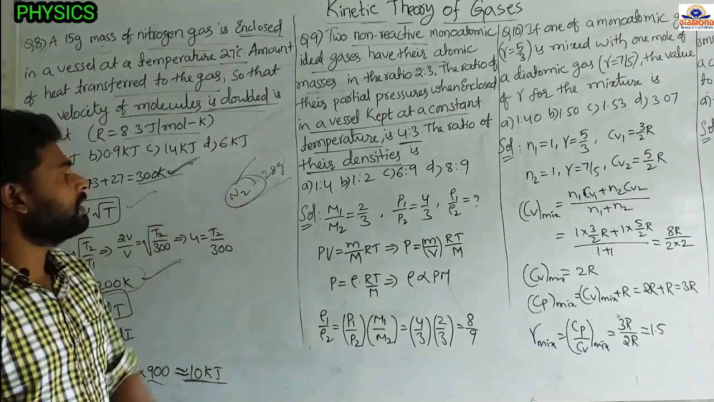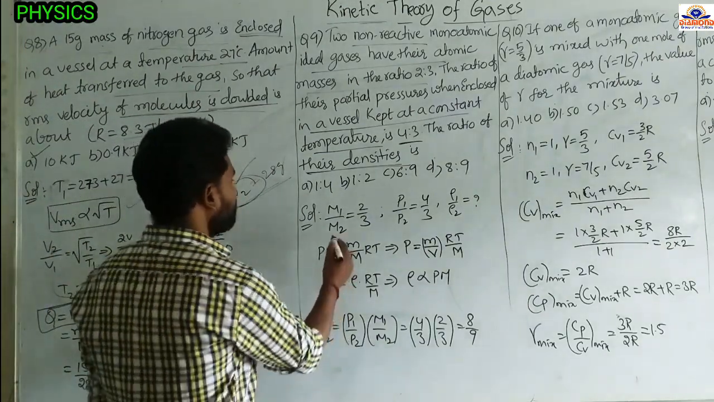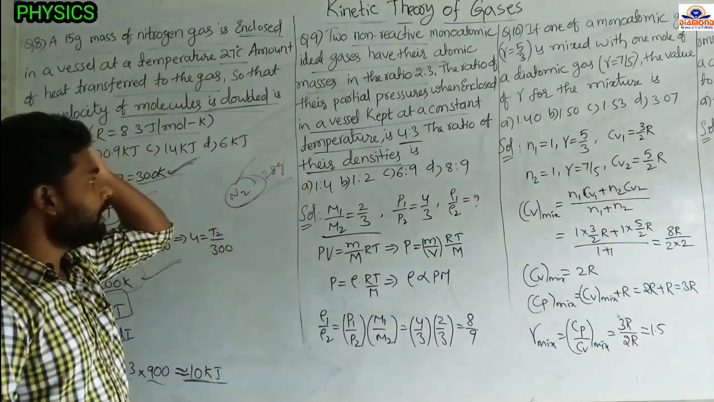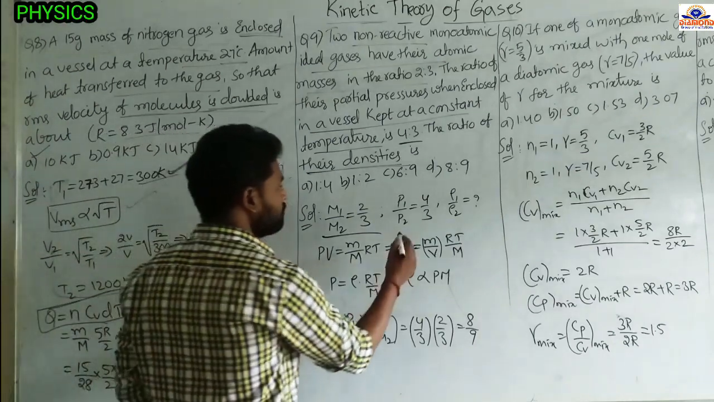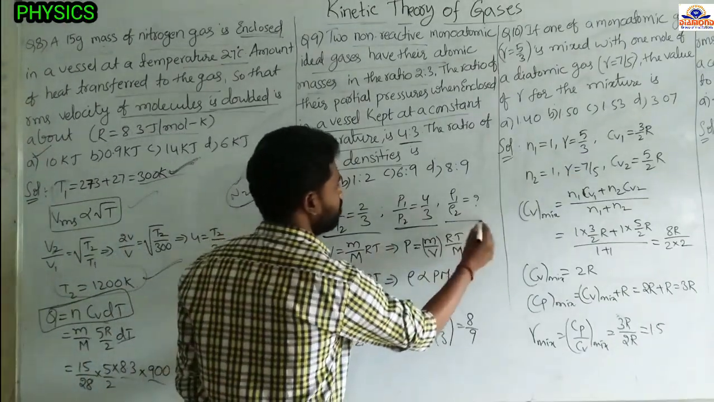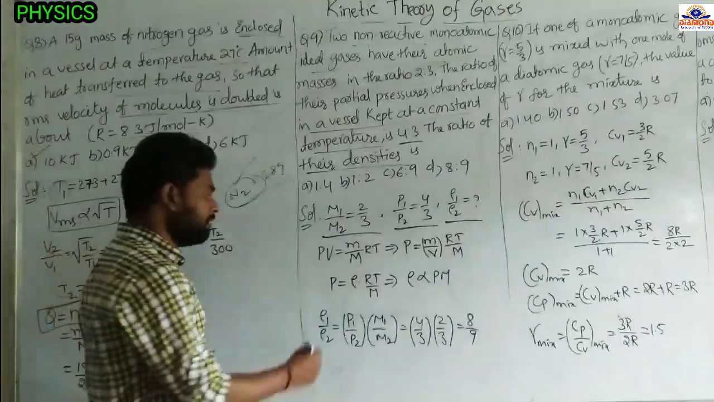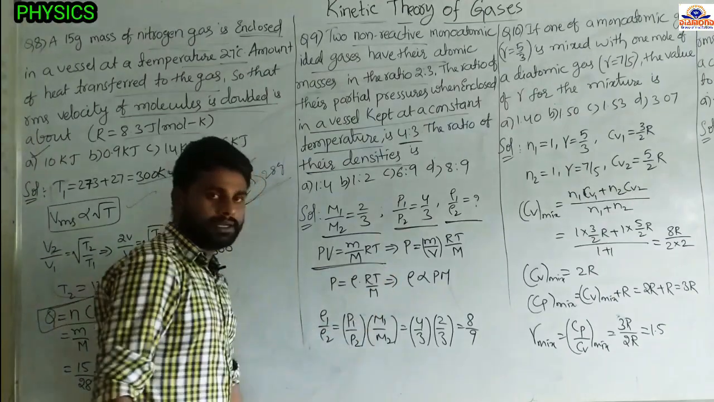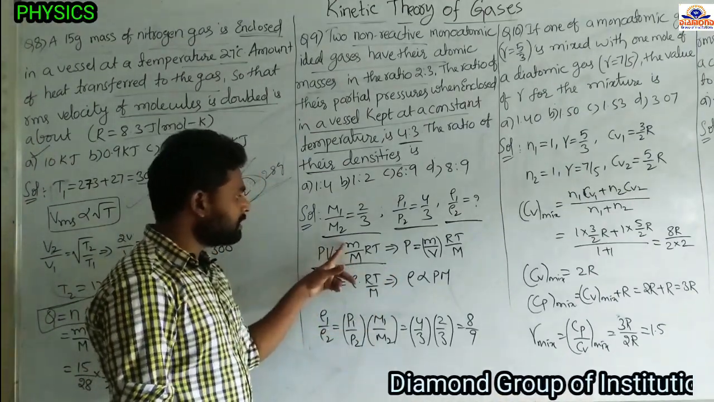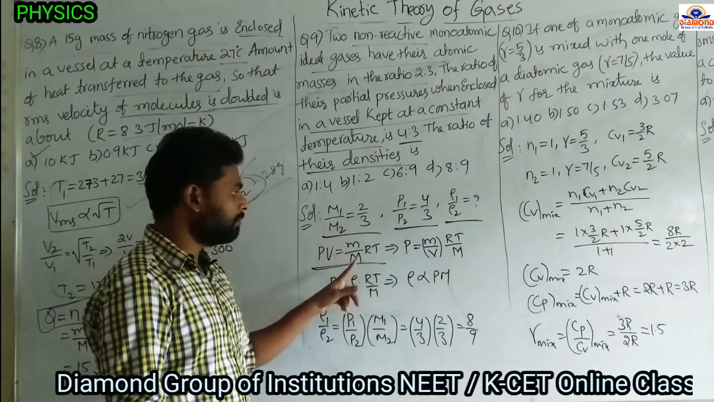Okay, so whatever data is given, I am writing here. They gave the ratio of the atomic masses, m1 is to m2 equal to 2 is to 3, and the ratio of the pressures, p1 is to p2 equal to 4 is to 3, and they are asking the ratio of the densities, rho1 by rho2 equal to how much. If we know the ideal gas equation, PV equal to nRT, in place of n I write mass of the gas by atomic mass. So m, small m by capital M, into RT.